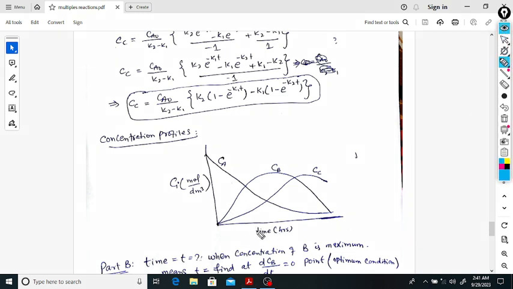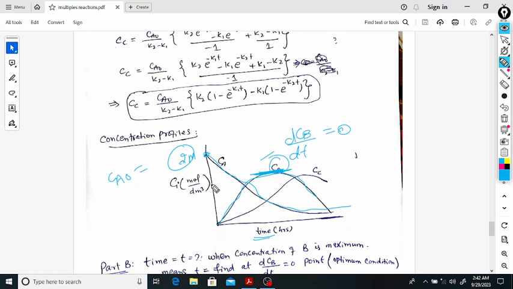This is the time. In part number 1, it was asked to plot the concentration profile of components A, B, and C. At time t equal to 0, the concentration of component A is 2 molar, C0 was 2 molar. But with the passage of time, the concentration of A is decreasing here in the batch reactor. And with the passage of time, the concentration of B is increasing. Here you can see the concentration of B is maximum. At this position the derivative will be equal to 0. This is the maximum position or optimum condition.